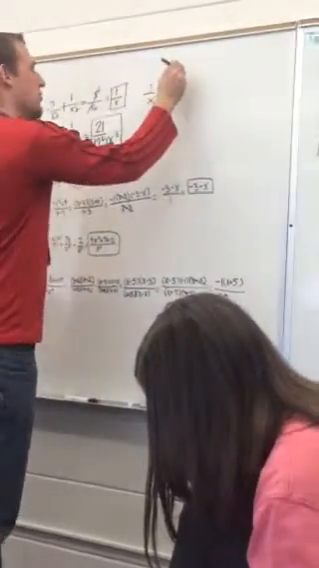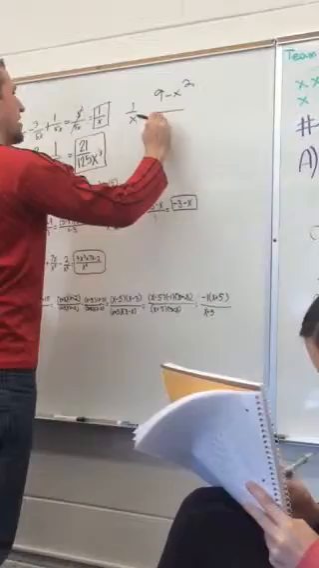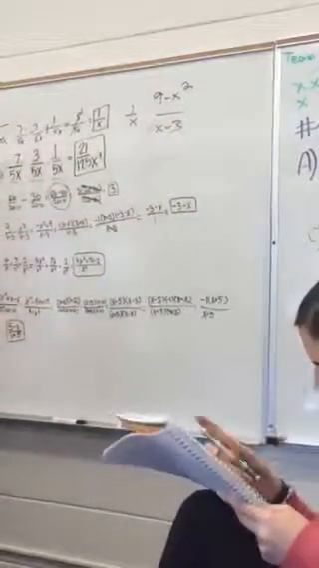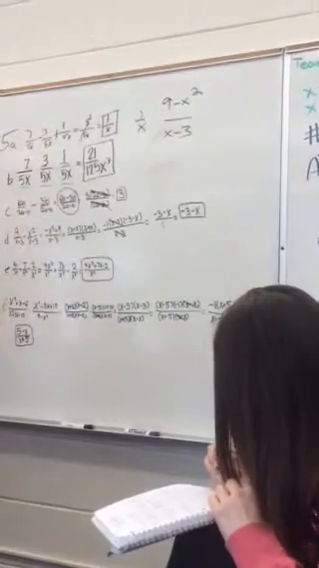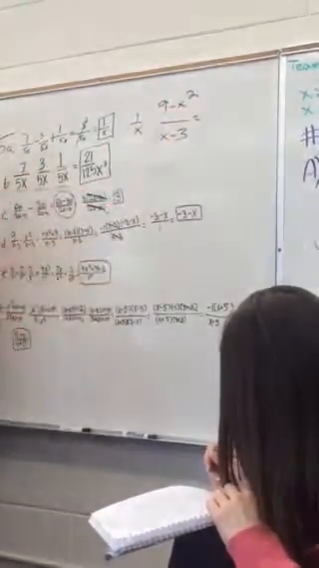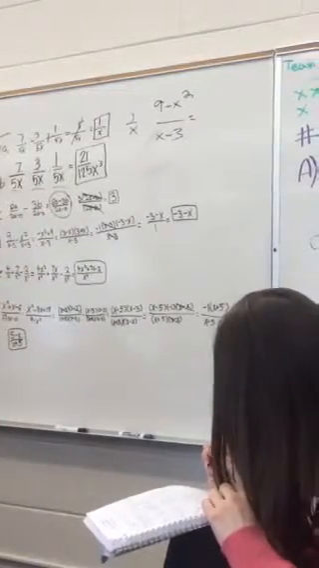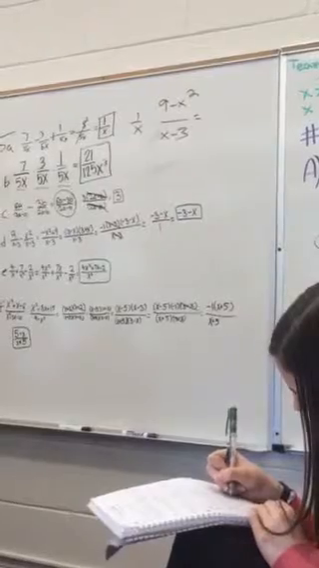Okay. So for D, we're all good, I'm hoping, with getting 9 minus x squared over x minus 3. Yes. It's a common denominator. Write them as one. That's it. What do you need to try to do after this? Simplify, right? So you need to try to factor in order to get it to simplify.